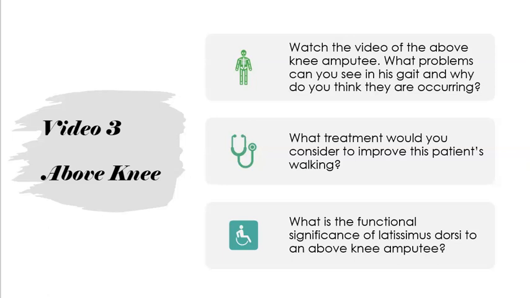So our next video is video 3, and here we have an above knee amputee. An above knee amputee is going to be very different in the way they walk in comparison to a below knee. What I want you to do is analyze their gait, see what's happening, think about what treatment plans are important for gait, and then think about some of the functions of your muscles like the latissimus dorsi, and why they might come into more prevalence than with our below knee amputees. So go and watch the video now.